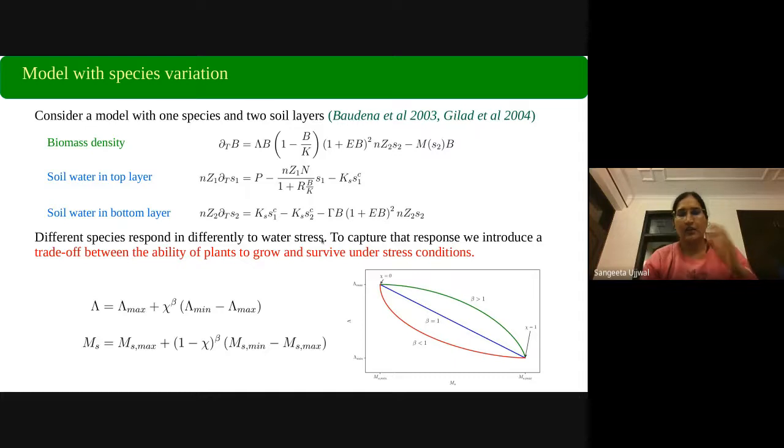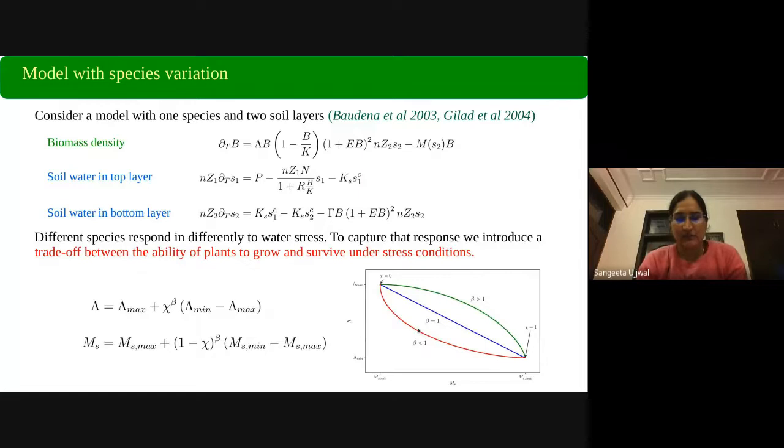And here we have also considered, since we wanted to make this model more general, then instead of considering just one species at a time, we consider a pool of species. And to incorporate these different species into our model, we defined a trade-off between the species.